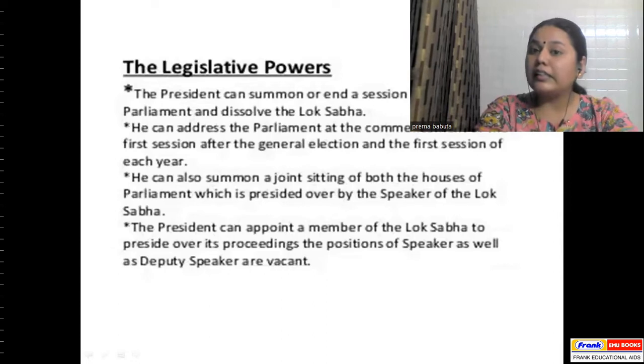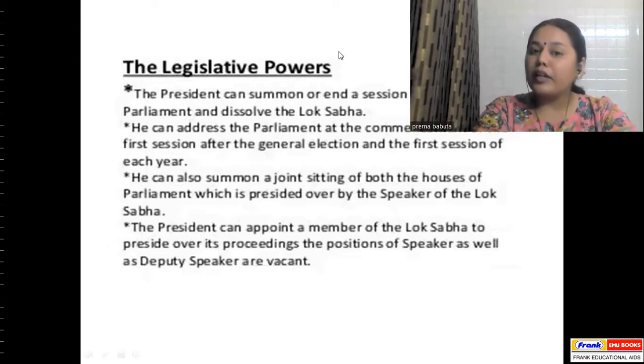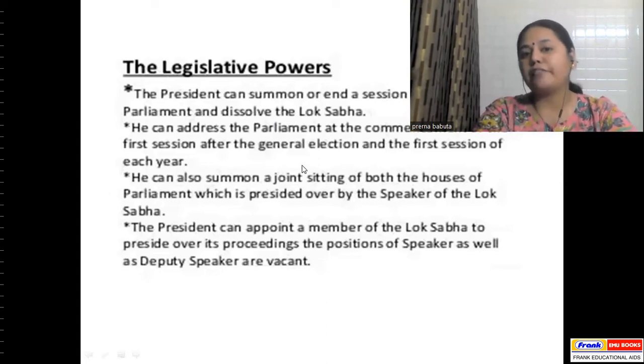Now, what are his legislative powers? He can summon or end a session of the parliament and dissolve the Lok Sabha if the need arises. He can address the parliament at the commencement, that is the starting of the first session after the general election and the first session of each year.